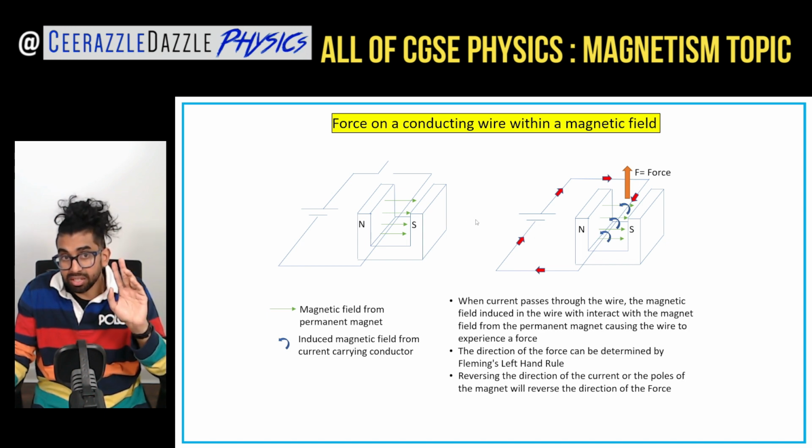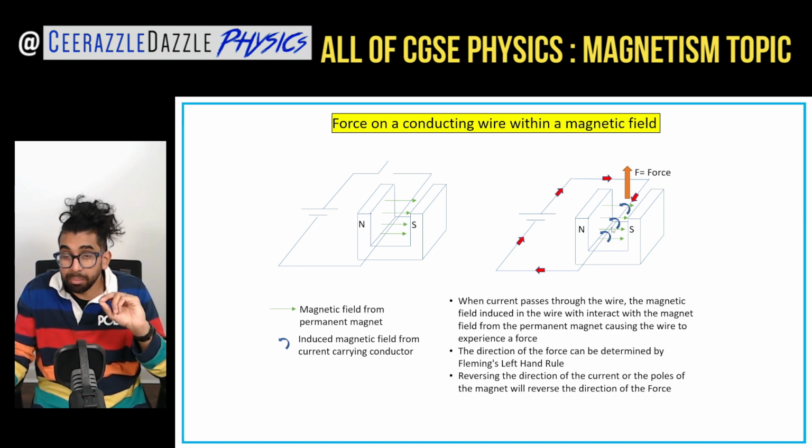So now there's going to be a magnetic field from the permanent magnet, from the horseshoe magnet, and there's going to be a magnetic field from the wire. Both of them will interact, and therefore the wire will experience a force.